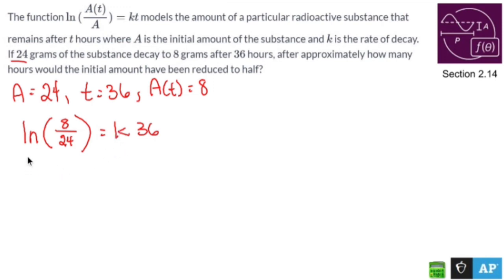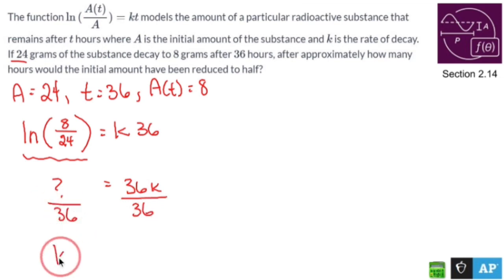So this is what I'm going to do in my calculator. I'm going to type this out and get some gross number. Once I get that number, I'll have 36k. I'll divide both sides by 36, and then k will equal something brand new. So one more time, I'm going to find out what ln of 8 over 24 is, get a number, and divide that number by 36. That gets me k, which is my rate of decay, something I'm going to need in order to do part 2.